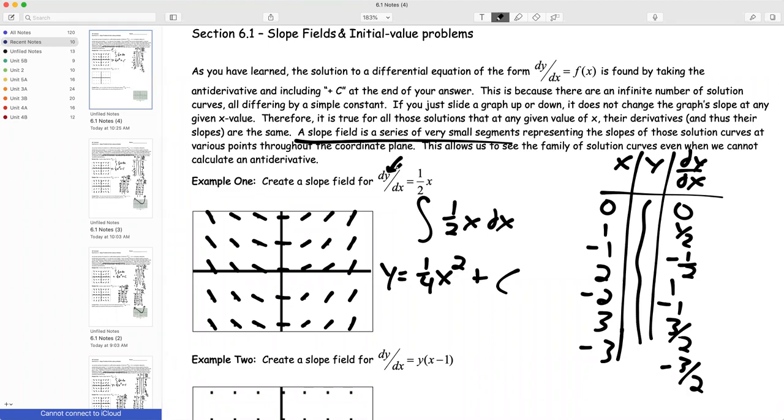So can you see the parabola in the pattern? Hopefully so, otherwise you did something wrong, right? And that's slope fields. That's all that slope fields are, okay? So we're going to look at one other example here where we are drawing.